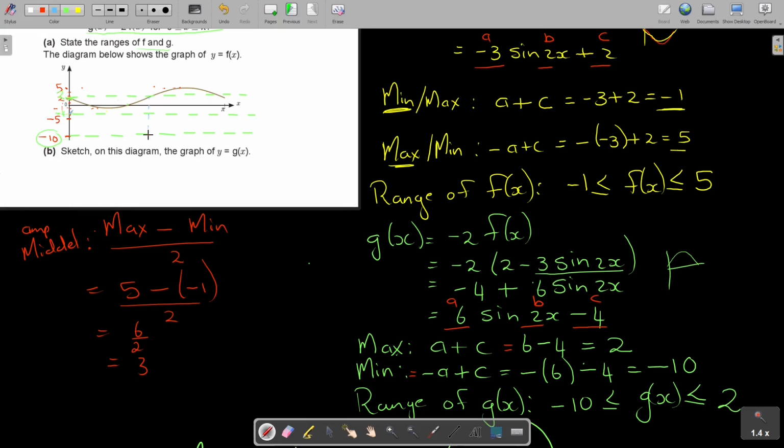So basically, as I said, it's going to go up, and then it's there in the middle, and it's going up to there. Okay, and that's how you're going to do that. And that was the end of this question.